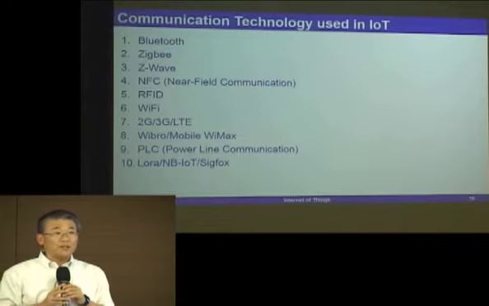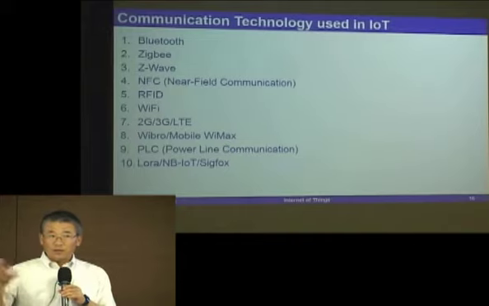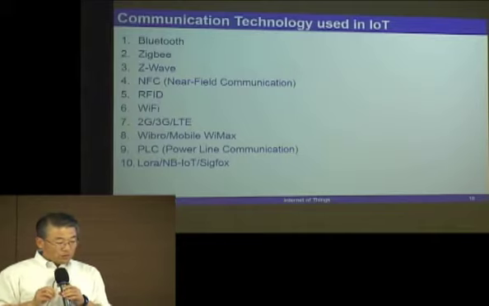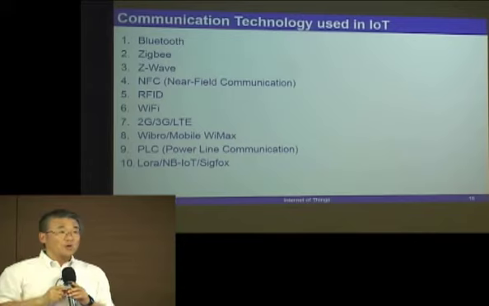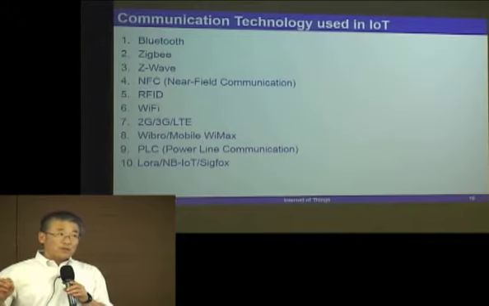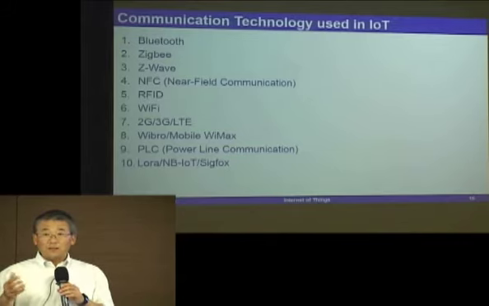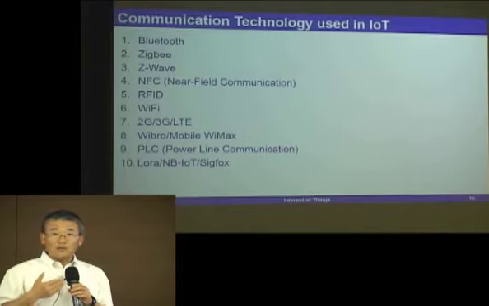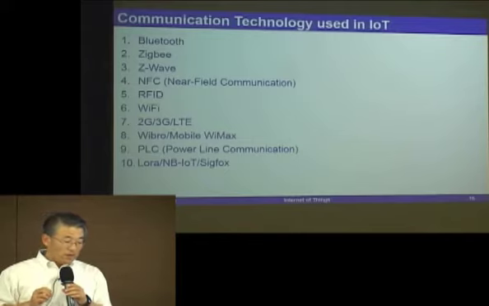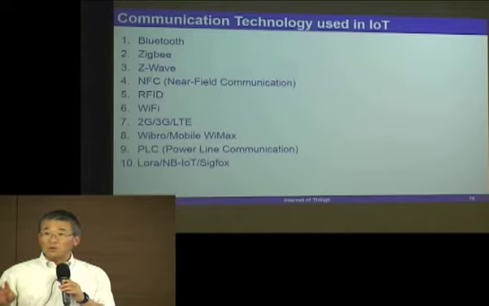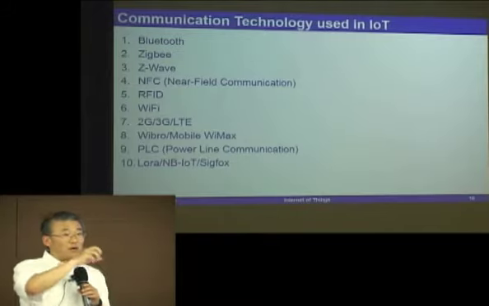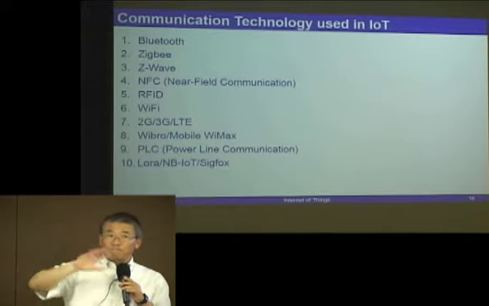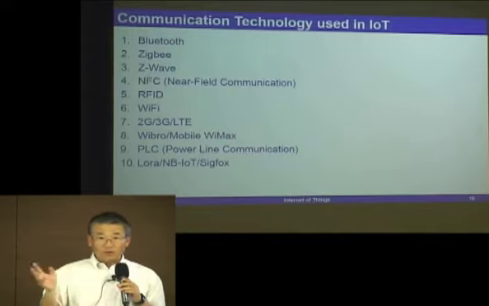Then there's 2G, 3G, LTE, mobile wireless communication technology, okay, that you subscribe to in your home country. Then there's Wibro, mobile WiMAX, and PLC, power line communication. You know, the electricity power lines are also used to transfer data. That's basically what PLC, power line communication, is. And then recently, specifically for IoT, the communication service providers around the world are deploying these special networks called LoRa-based or narrowband-based IoT, Sigfox, and so on. Similar to 3G and LTE for your smartphones, this network is for IoT. So when you have IoT devices, they will talk directly to these communication infrastructures, okay, around the country.